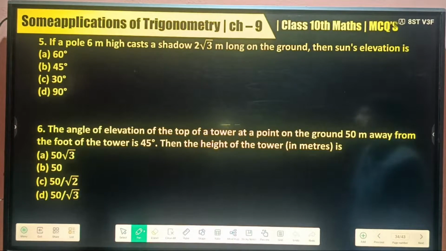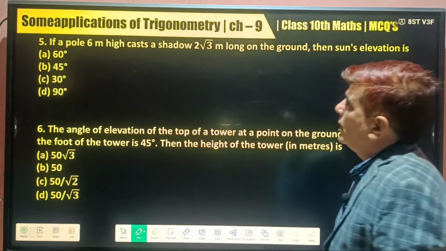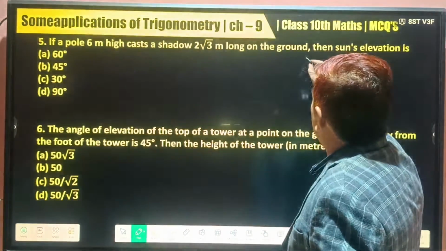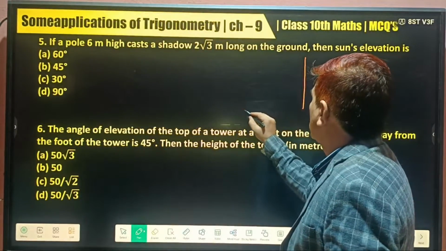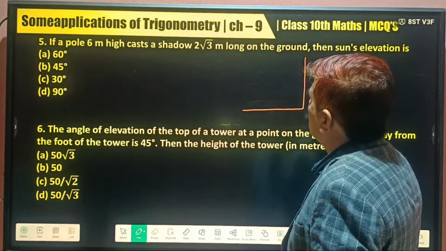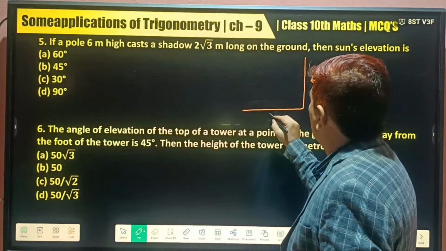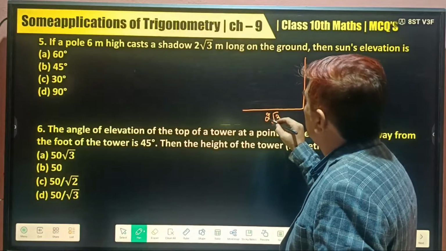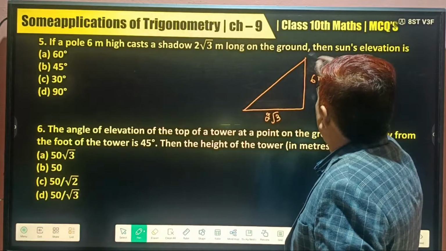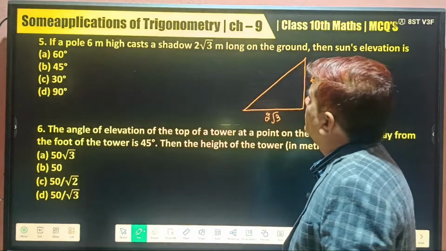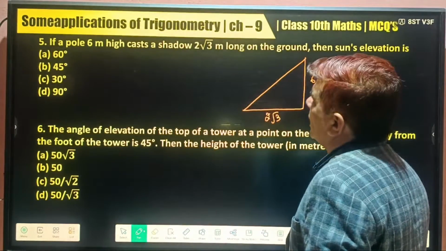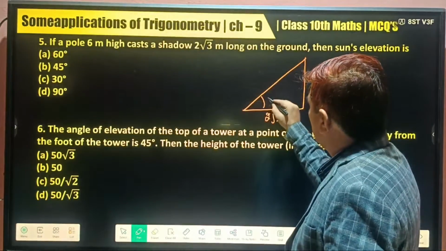One more. If a pole 6 meter high casts a shadow. So this is the pole, this is the cast shadow. This is how much? 6 meter. Shadow how much? 2 under root 3 meter. And like this, on the ground, then the sun's elevation. So we can select theta as the elevation.